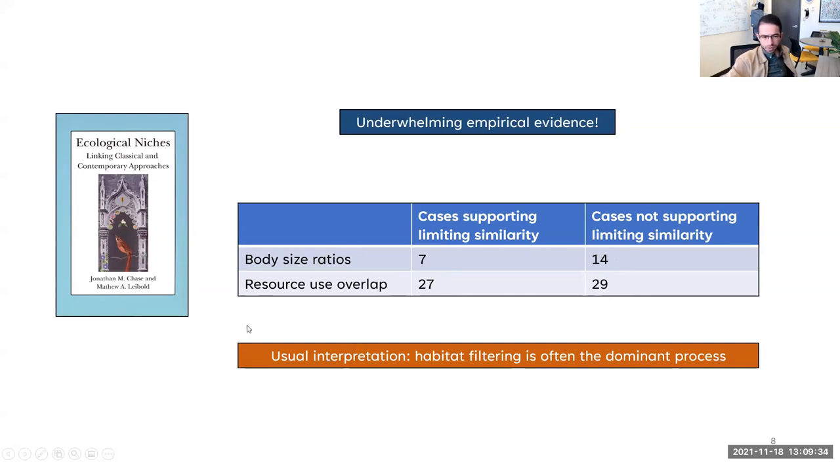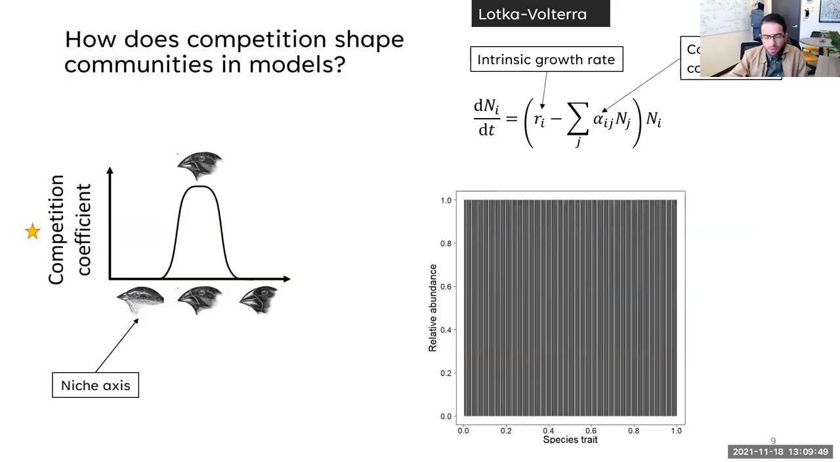Typically, when somebody finds that species are more similar than expected by chance, the interpretation is, oh, it's not competition that matters here, it's actually habitat filtering. It's that first filter that is the strongest one in play here. But I will argue that it doesn't have to be that. I would argue that we need to be more careful about what we expect from the effects of competition.